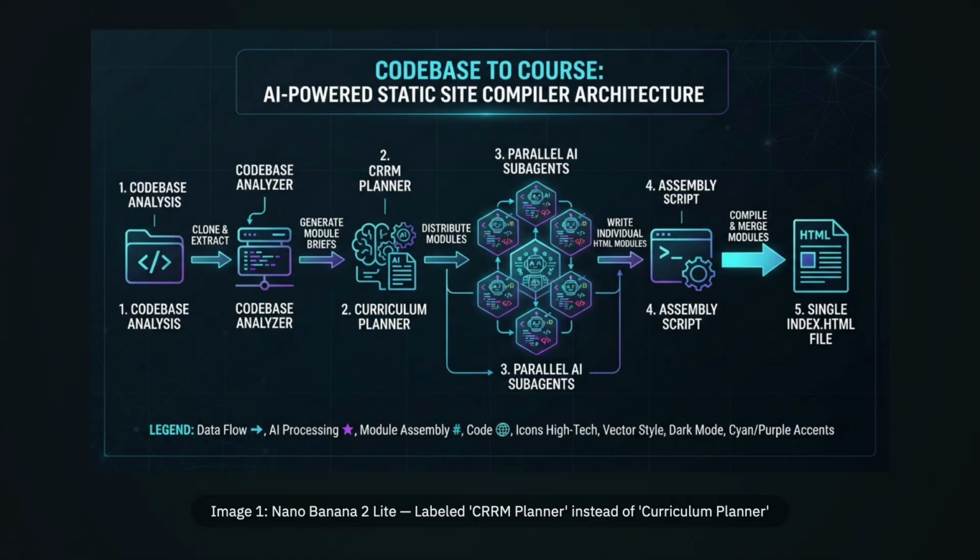Let's audit the Lite tier first. The diagram correctly mapped the 4 compiler stages and avoided generating JS or CSS. But look at the header. It spelled Curriculum Planner as CRRM Planner. This is a classic text rendering slip caused by character approximation. Furthermore, the model suffered from prompt leakage in the legend, rendering our visual style guidelines directly as legend items. If you copy this diagram into a pitch deck, it screams AI generated.